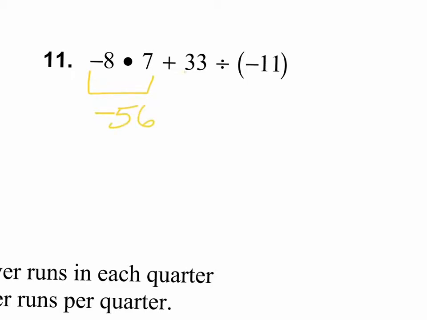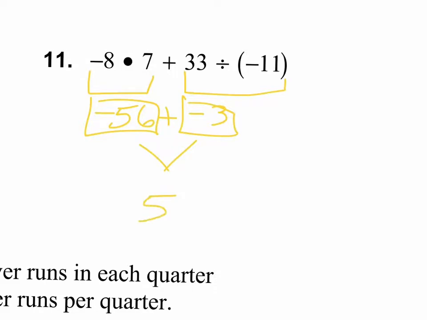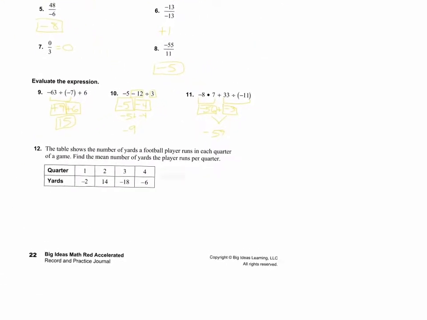Then you do the division next because multiplication and division come before addition and subtraction. 33 divided by a negative 11. A positive divided by a negative, you get a negative. 33 divided by 11 is 3. Now we do the addition. I have negative 56 plus negative 3. Same signs, you combine, you get 59, and it will be negative. You keep the sign.